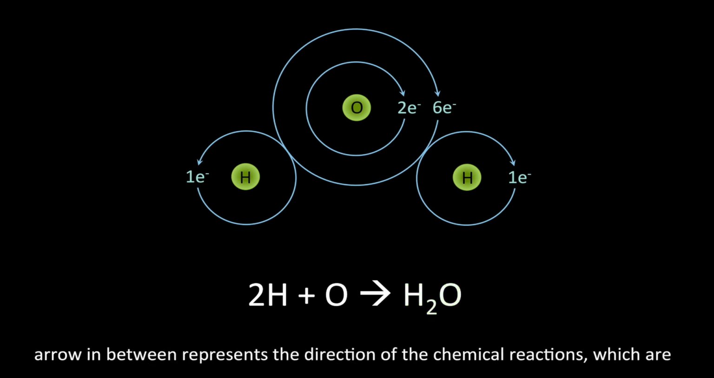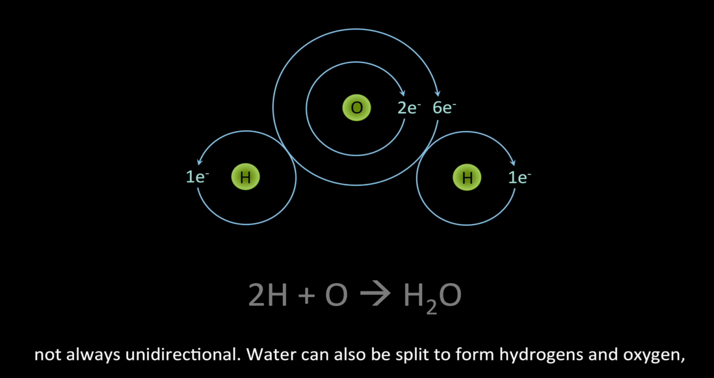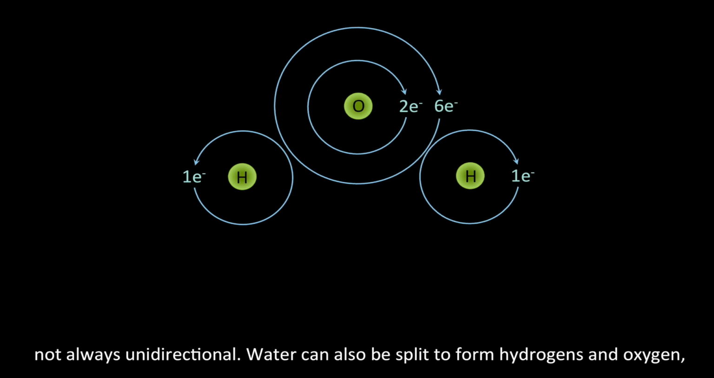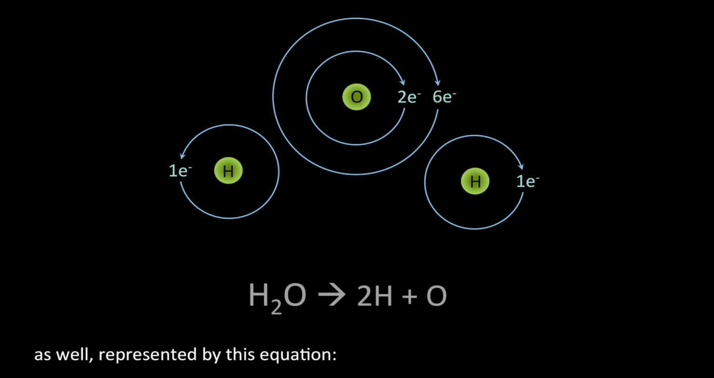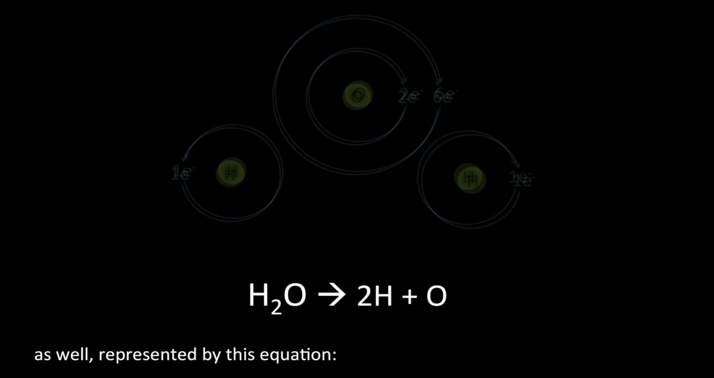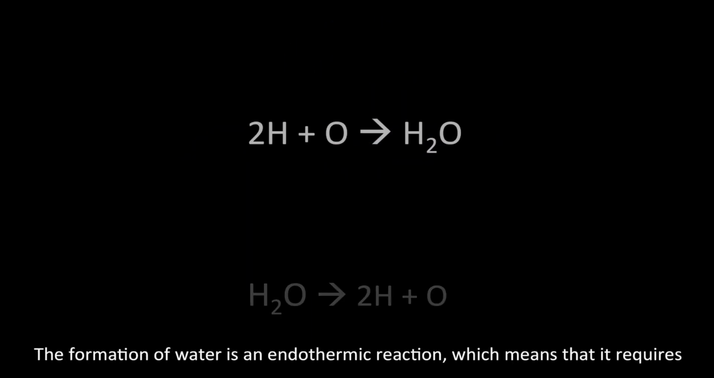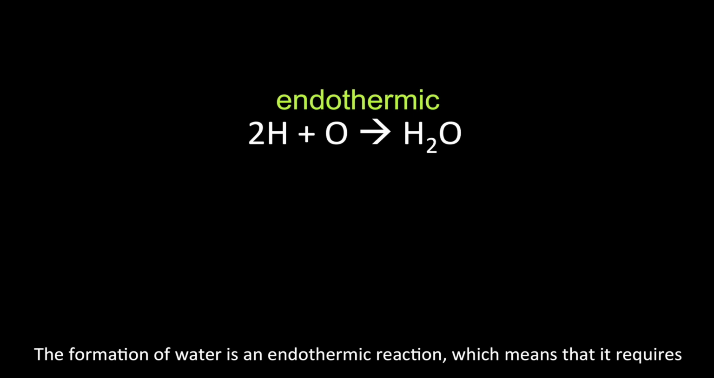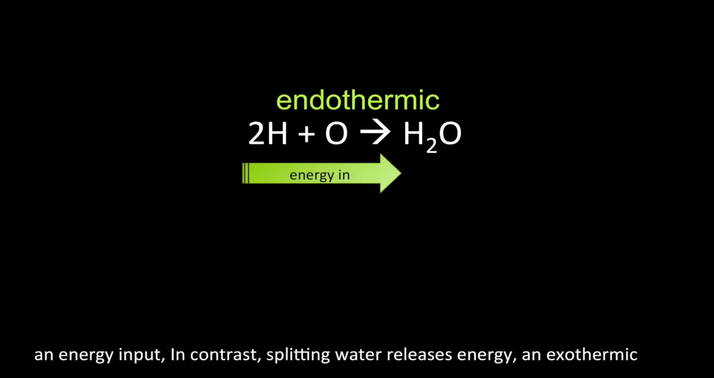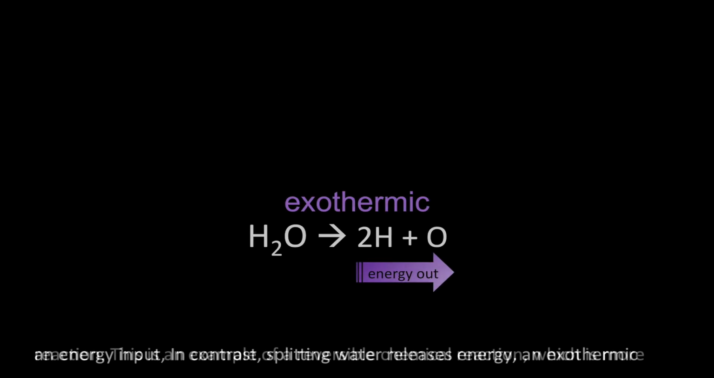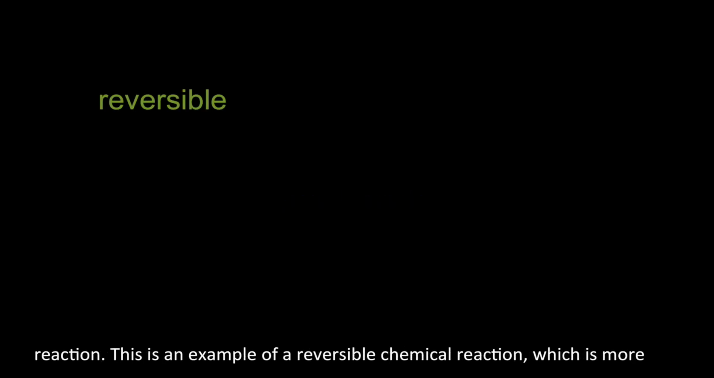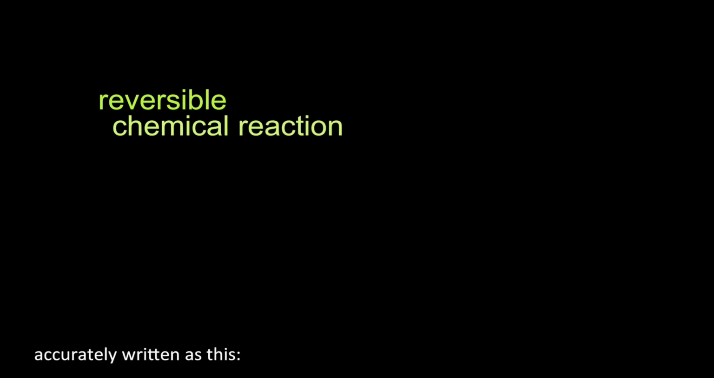The arrow between represents the direction of the chemical reactions, which are not always unidirectional. Water can also be split to form hydrogens and oxygen, as well, represented by this equation. H2O yields 2H + O. The formation of water is an endothermic reaction, which means that it requires an energy input. In contrast, splitting water releases energy, an exothermic reaction. This is an example of a reversible chemical reaction, which is more accurately written as this.